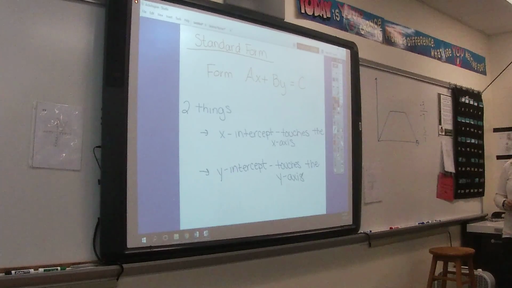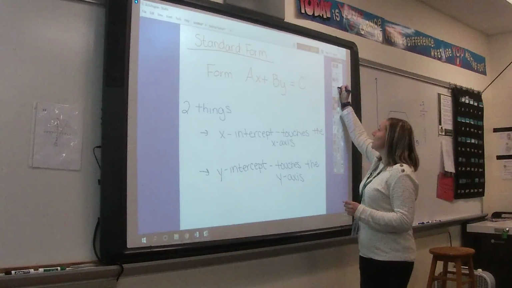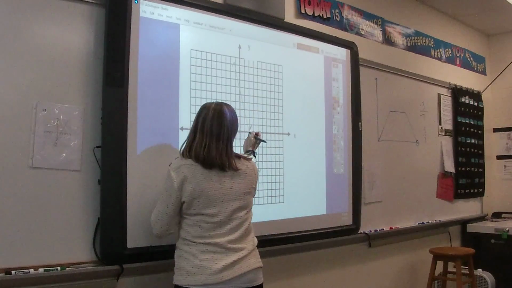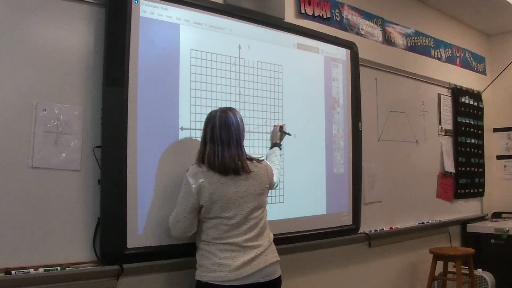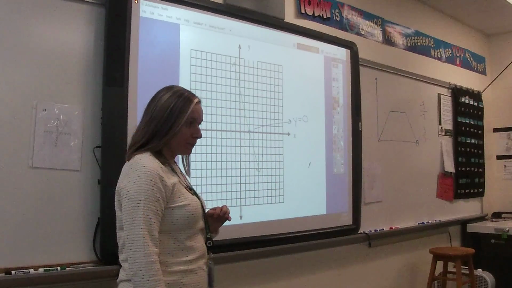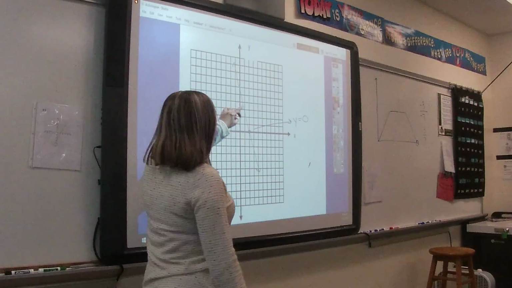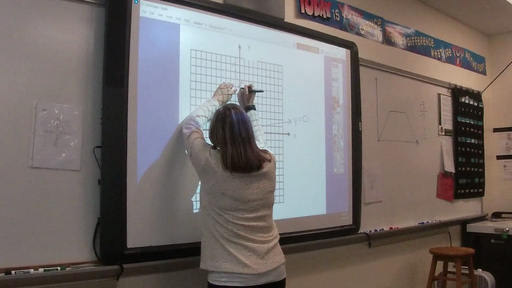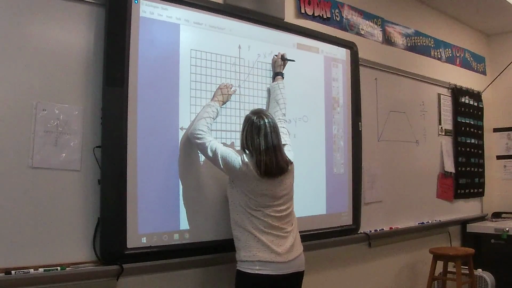Those were 0. So when we are looking at x and y intercepts, this value for the x-intercept always has a y that equals 0. And this always has an x that equals 0.